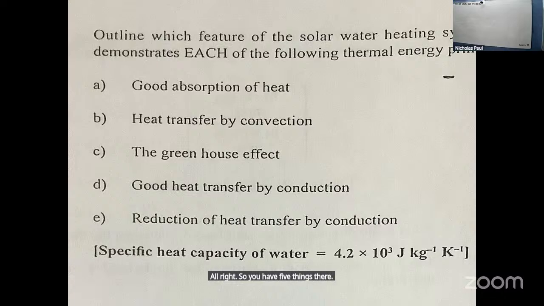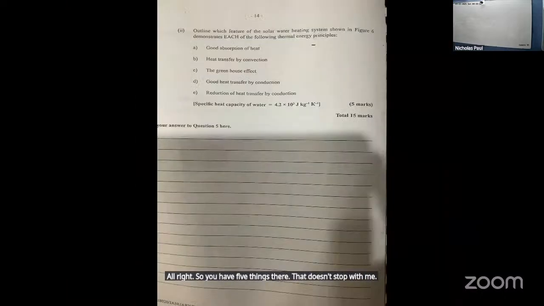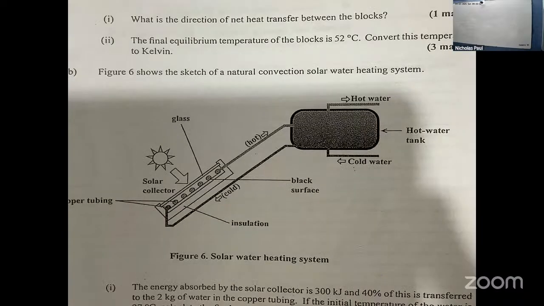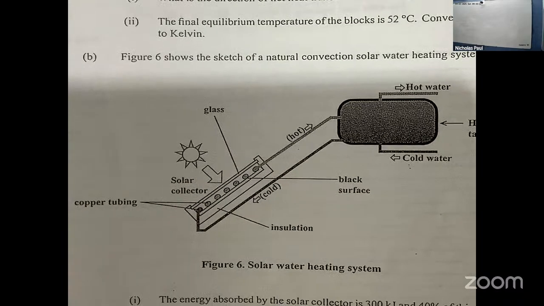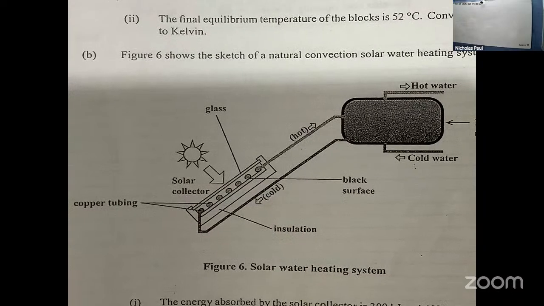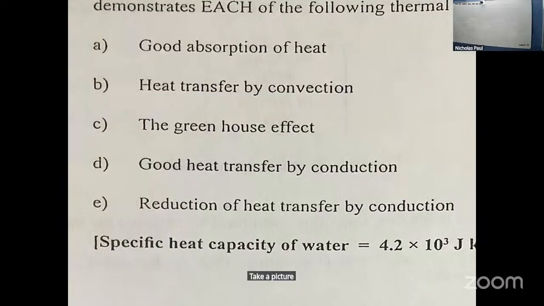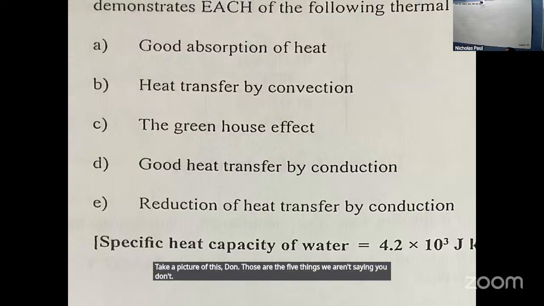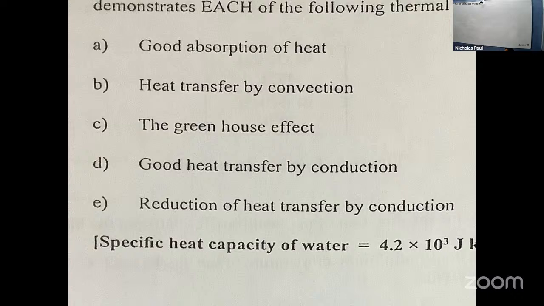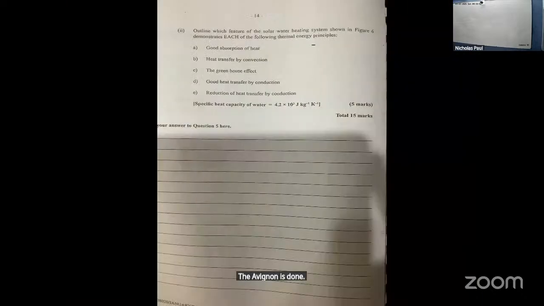Let us start with Nathan. What's the first thing, Nathan? Nathan, you didn't write it down. Take a picture of this, Nathan. Those are the five things we answer. You have it now, Nathan? Okay, let's go.